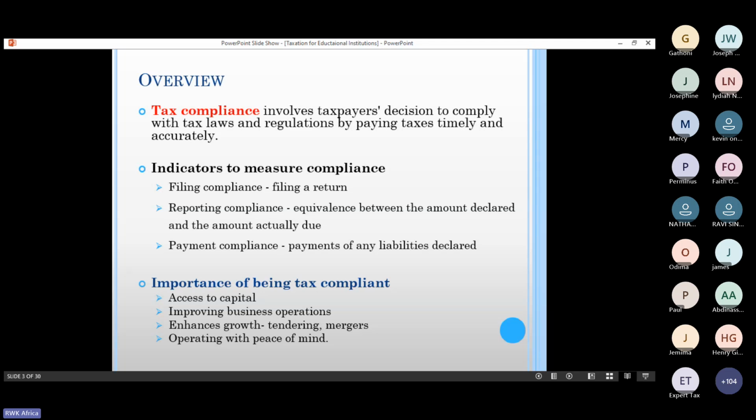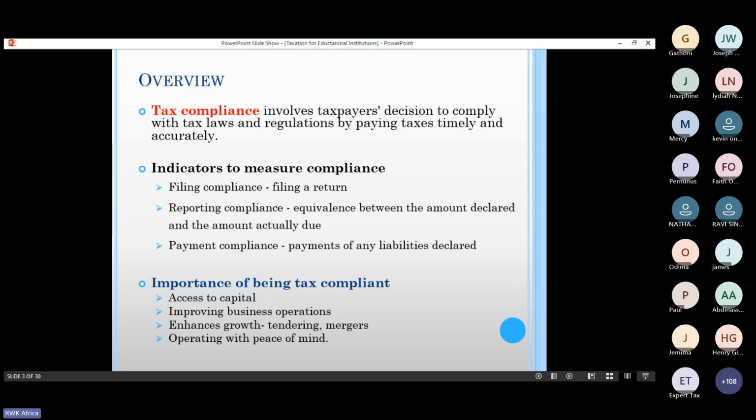Then you have improving business operations. That's also another importance of being tax compliant, because once you access capital or even a facility, you are in a position to improve the different operations. So by being compliant, you are going to get the basis of improving your business operations. There is also enhancing growth through tendering and mergers. We get different tenders and we apply for them, but you don't qualify for tendering. Number one, failure to be compliant will disqualify you for that tender.